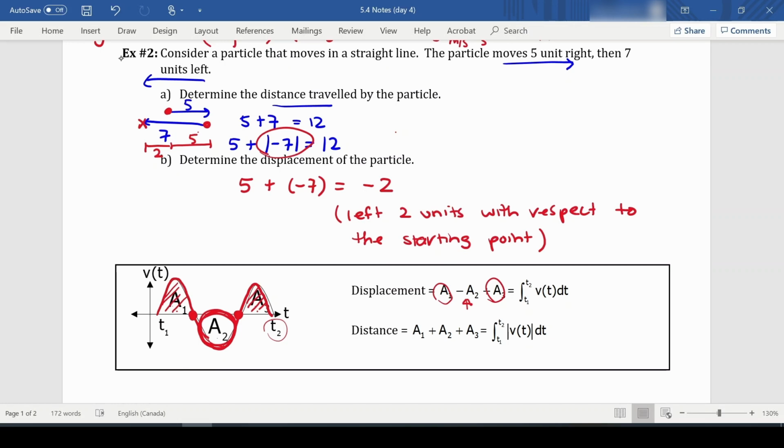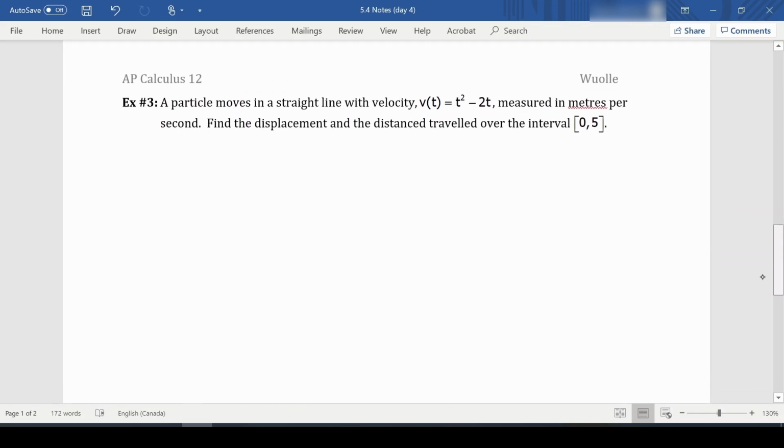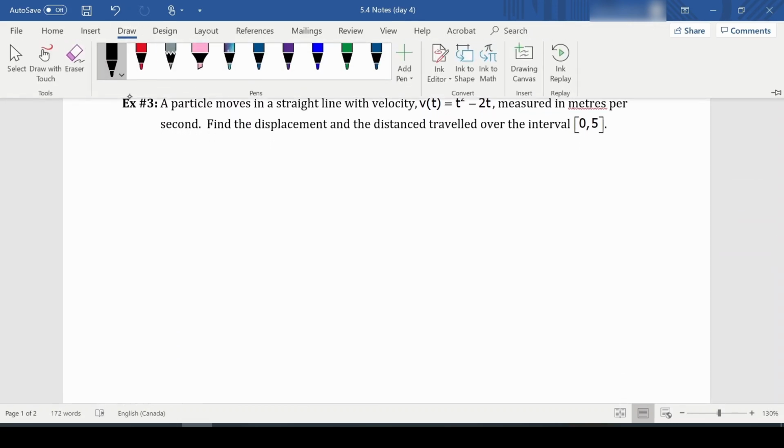When we do the integral with an absolute value, we need to split that into cases. We need to consider what the different cases are, our positive versus our negative cases. So let's try a question that uses this. I'm just going to write this at the top just so that we have it.